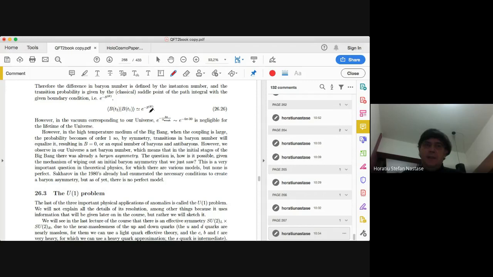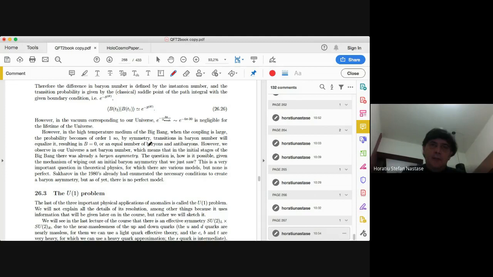number would be equalized to zero between baryon and antibaryon, like between proton and antiproton, and as a result, the baryon number will be zero. So an equal number of baryons and antibaryons.